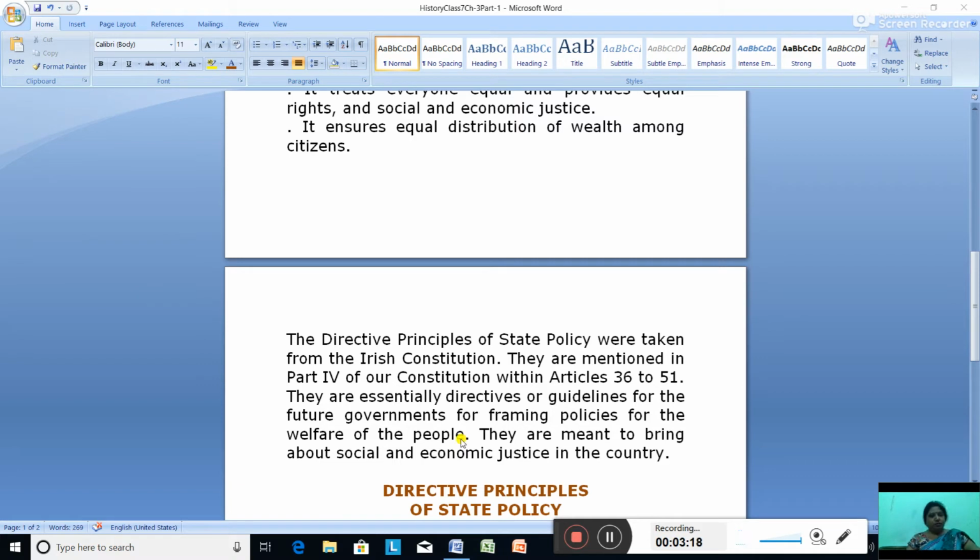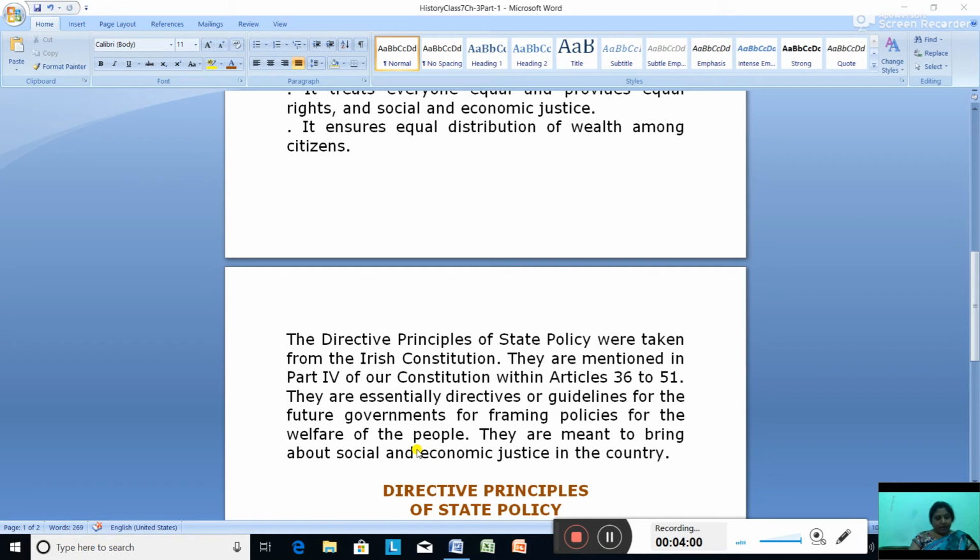Now, from where did the idea of directive principles come? Before this, you have to know that India was not a welfare state before independence. India was under British rule. During the British rule, the colonial government neglected the welfare of the country and focused on wealth generation and the benefit of the British.